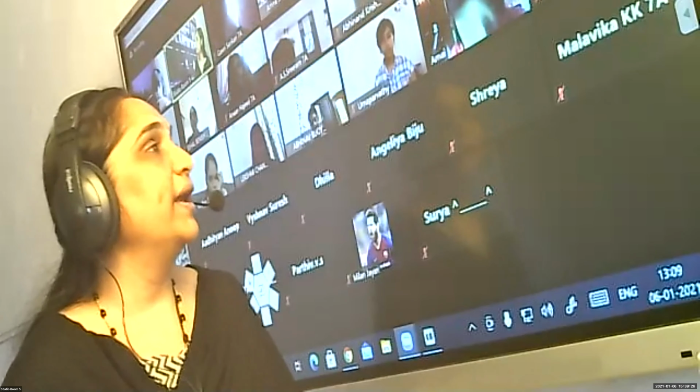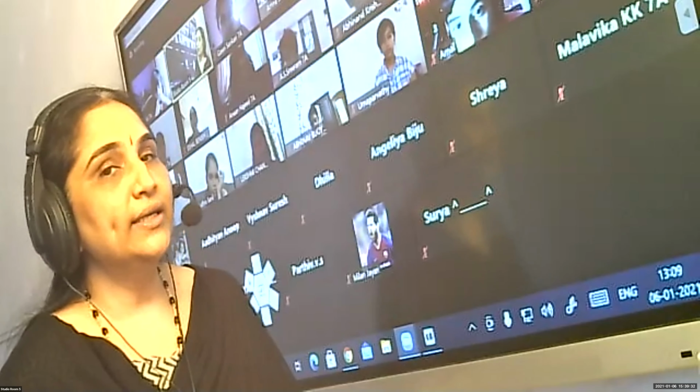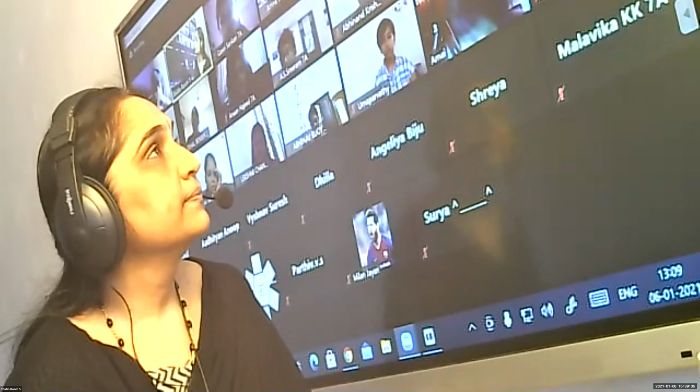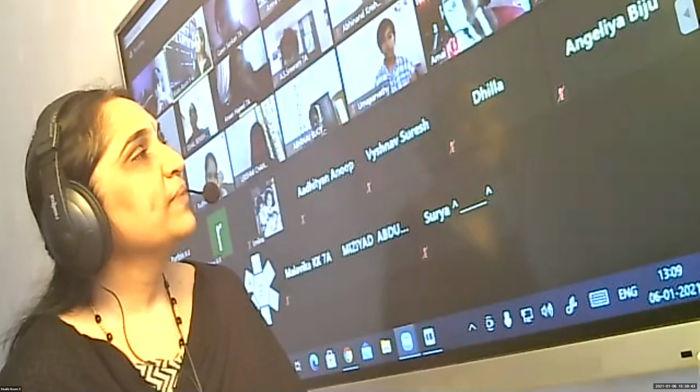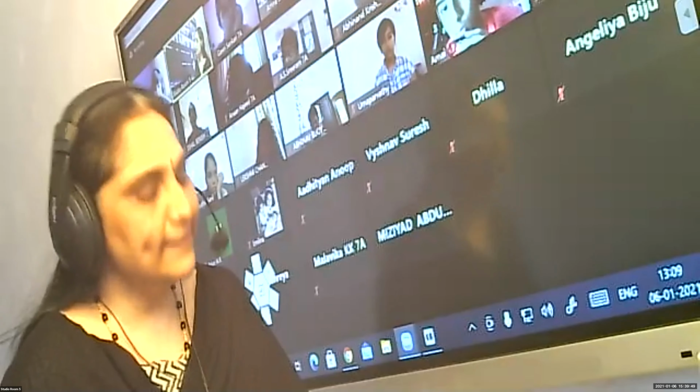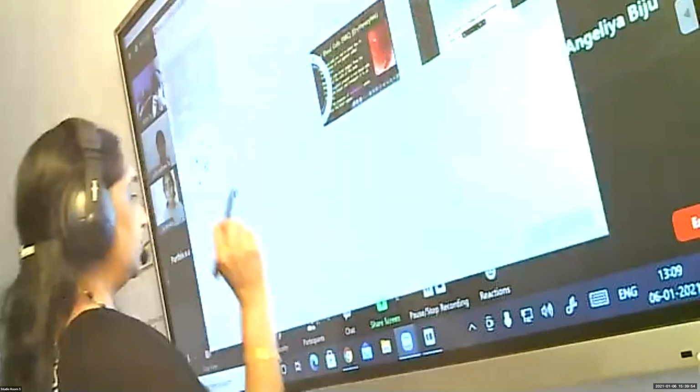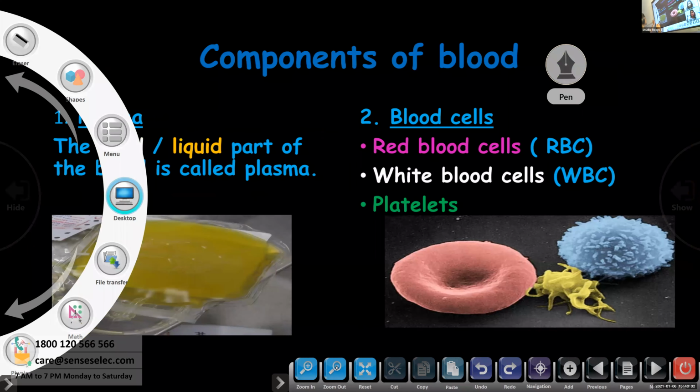Next one, Amal. How many types of blood cells are present in our blood? Three. Can you tell the names of these three types? Red blood cell, white blood cell, platelets. Say it clearly. Platelets. Platelets. You have seen that picture, no? That I will show. Okay. I hope you can see this.